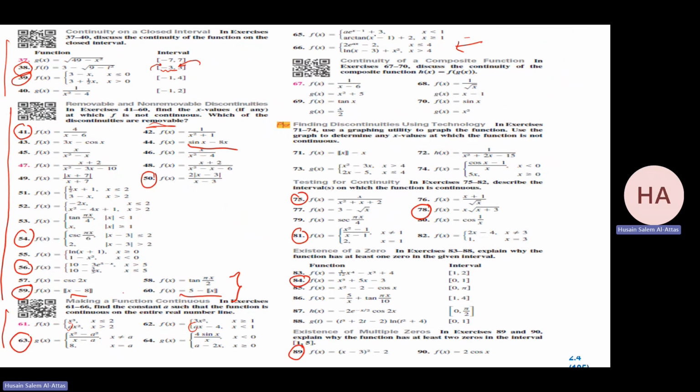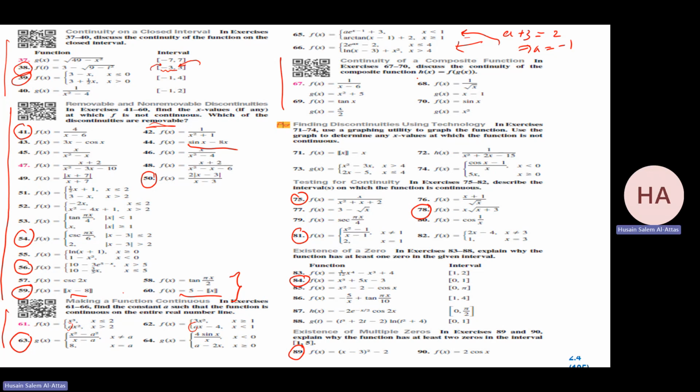65, the remaining one, I think you can do. Just the same idea. Substitute, you get the A, which is A plus 3 should be equal to arctan of 0, equal to 2. So A equal -1. This is 65. We solve them all.